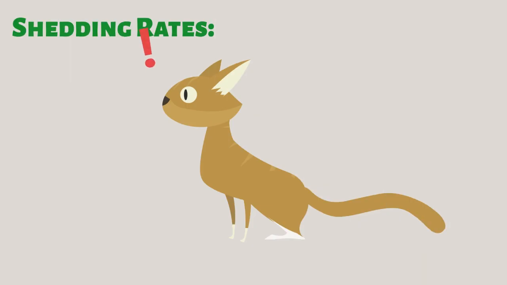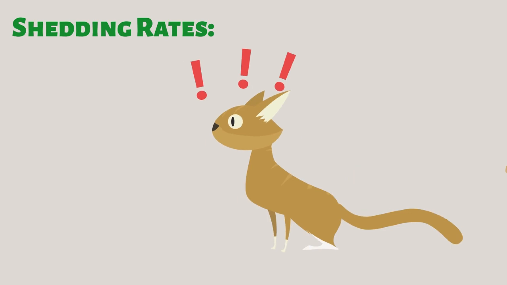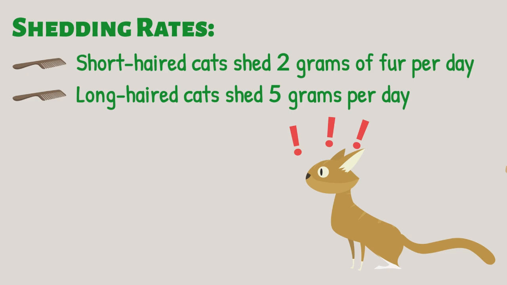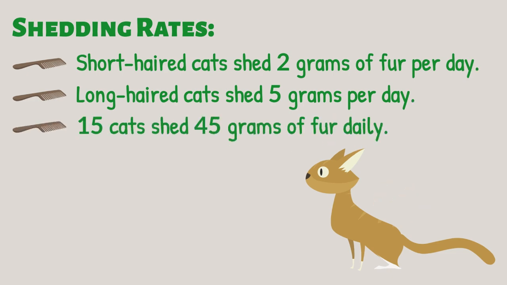The cats shed at different rates. The short-haired cats shed 2 grams of fur per day, while the long-haired cats shed 5 grams per day. Together, 15 cats shed 45 grams of fur daily.